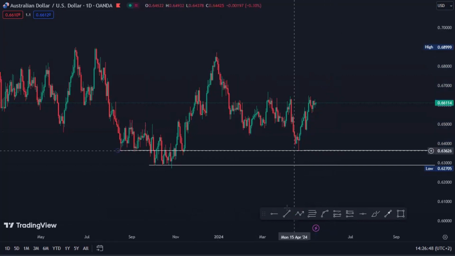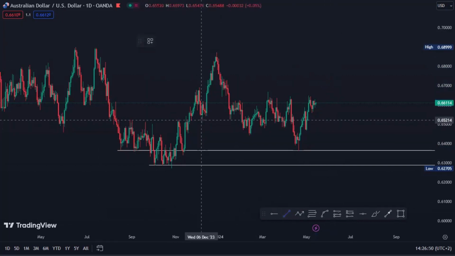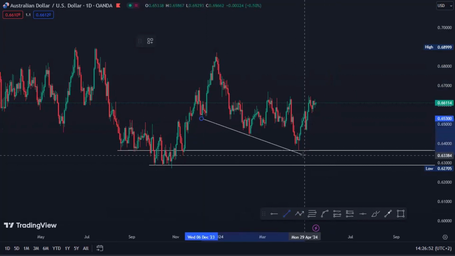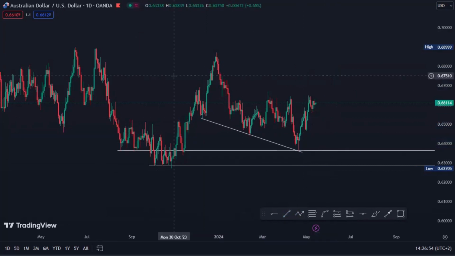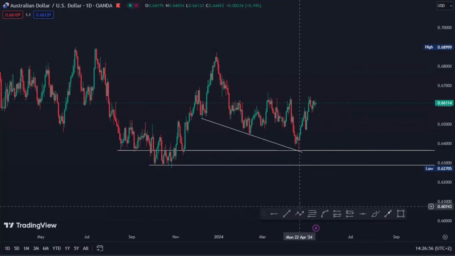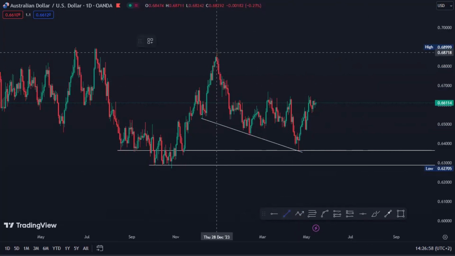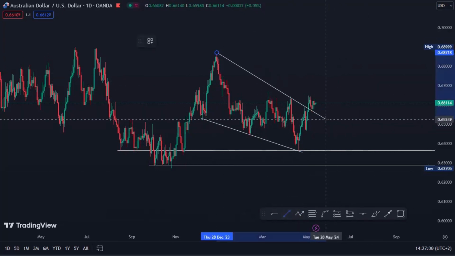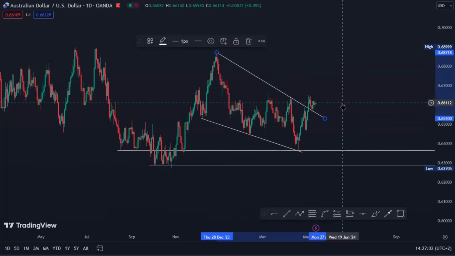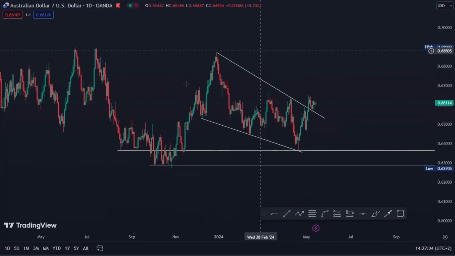So let's check. I see the pattern inside here. As you can see, it's a dead touch pattern. All right. Put it like this. Perfect. As you can see here, the market approached this strong zone.